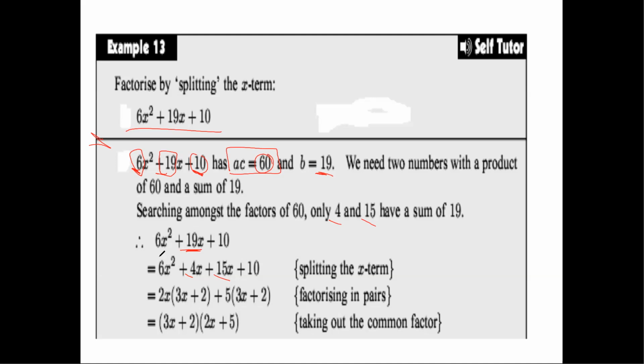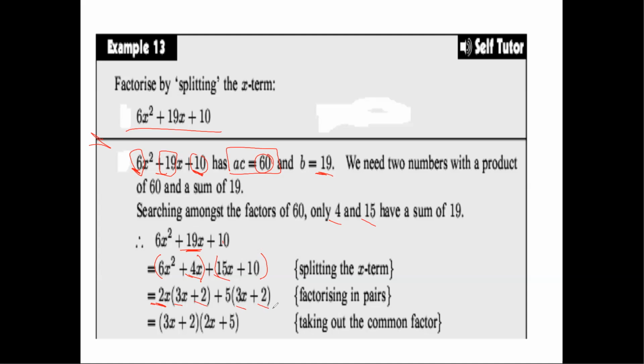If I take these two, and I look for the highest common factor of this pair, it is 2x. 6x squared divided by 2x gives us 3x. 4x divided by 2x gives us 2. Right? I do the same thing here. I look at, well, what's the highest common factor? We take out 5. 15x divided by 5 gives us 3x. 10 divided by 5 gives us 2.